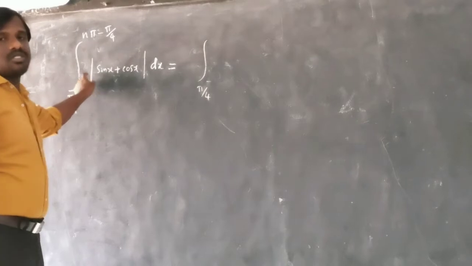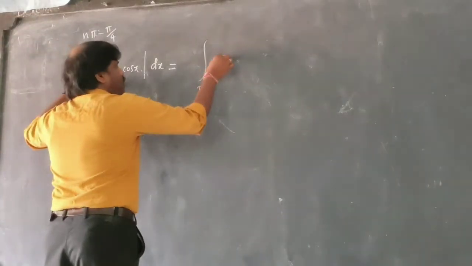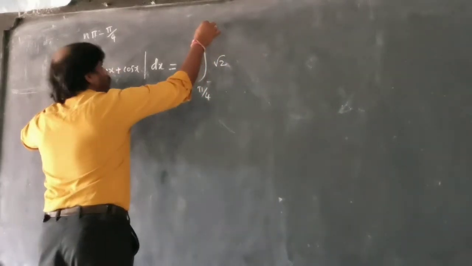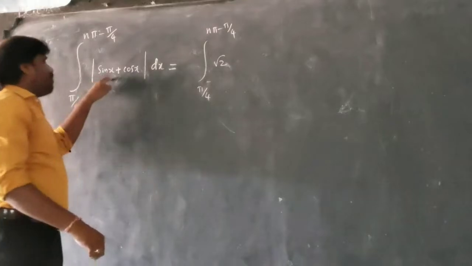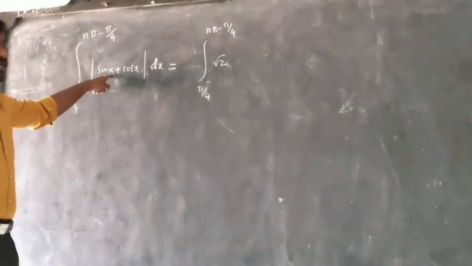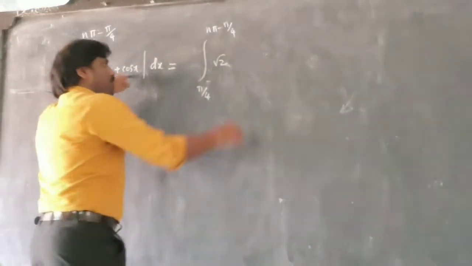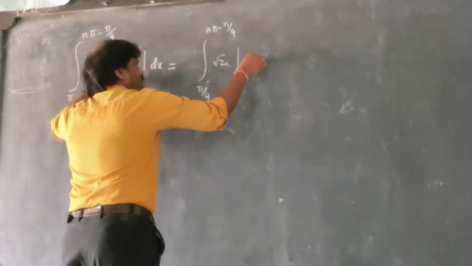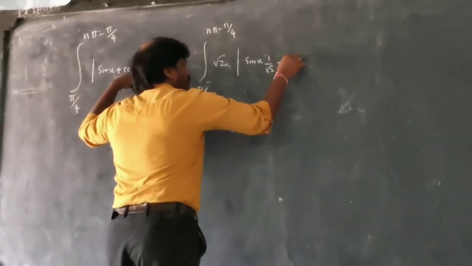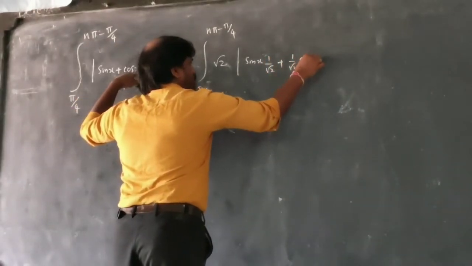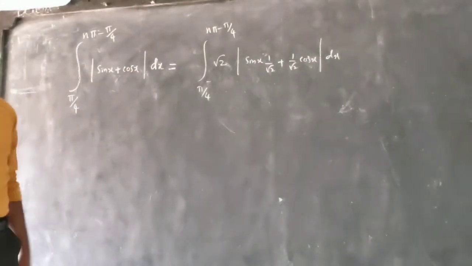So that is the logic here. What you have to do is multiply by root 2 and divide by root 2 in the integral from pi by 4 to n pi minus pi by 4. I multiply root 2 outside, and I divide by root 2 inside the modulus. So what I get is mod of sin x upon 1 by root 2 plus 1 by root 2 cos x dx. This is the way to deal with this question, everyone.